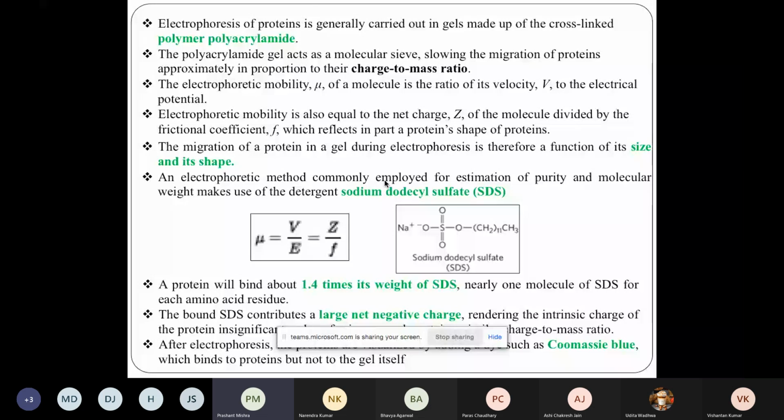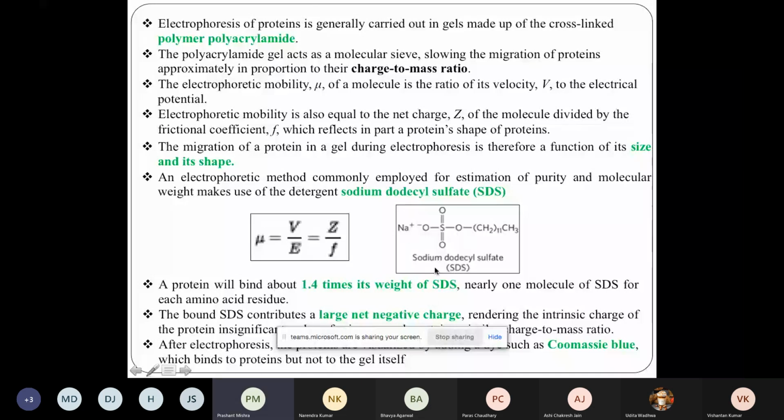a detergent is used, which is sodium dodecyl sulfate. Most of you have known about this. This is a very common detergent. The structure is given here. There is a 12-carbon chain, and then you have a sulfate, and of course at the terminal you have a sodium bond. So what happens when we treat the protein with sodium dodecyl sulfate? It binds with the protein, and for each molecule of protein, about 1.4 molecules of SDS bind.